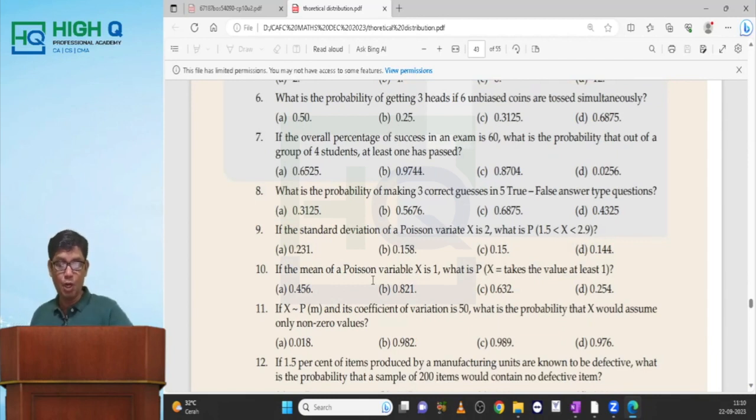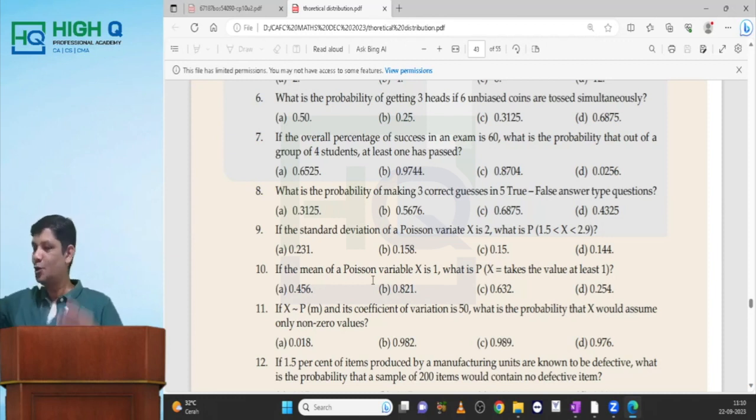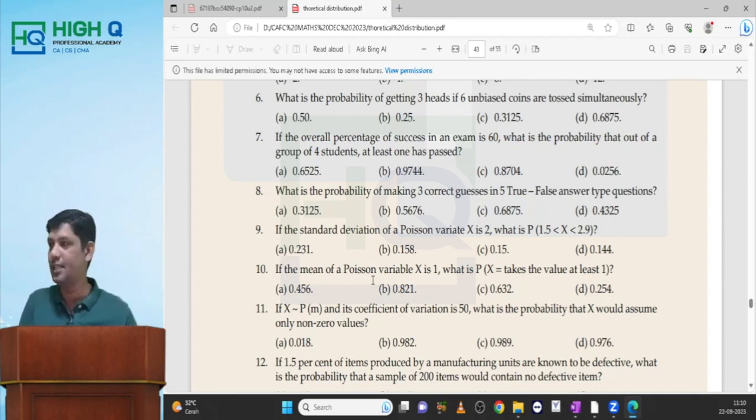Sum number 8. What is the probability of making 3 correct guesses in 5 true or false answer type questions? For this also I already gave the hint. What is the hint? True or false question, tossing coin question, the logic is the same. So tell me, my dear, the direct answer you can say: 5C3 divided by 2 power 5. That's it. Look at this. 5 true or false is like 5 coins tossed. Getting 3 true options is getting 3 heads. What is the shortcut I said? 5C3 divided by 2 power 5. That is the answer. So 10 divided by 32.